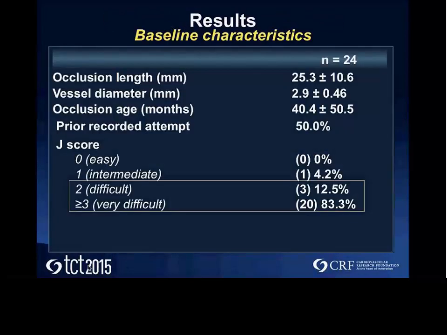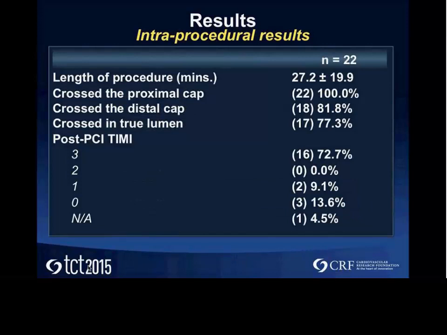And as you can see in the characteristics of the patients, the majority of patients have difficult or very difficult cases. So in J-CTO score, 83% had three or more points, and a prior recorded attempt was done in 50% of cases, and the occlusion length was 25 millimeters. So difficult or very difficult cases, and finally we have crossed the true lumen in 77% of cases.